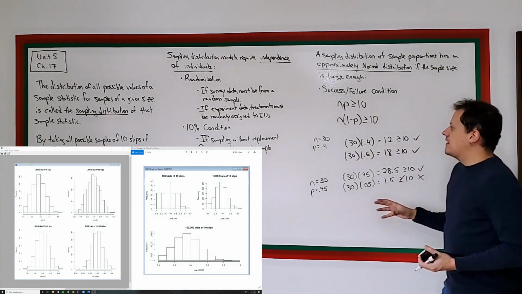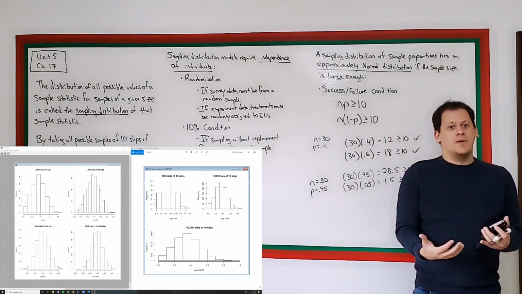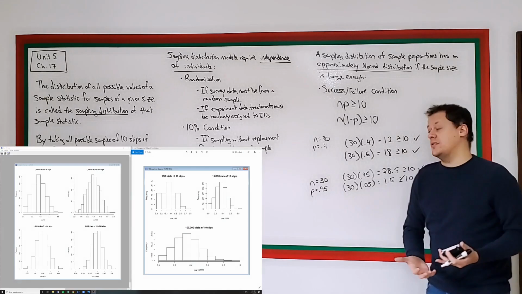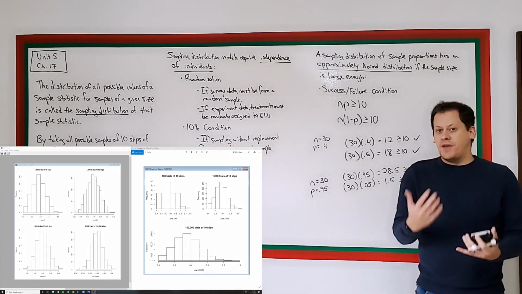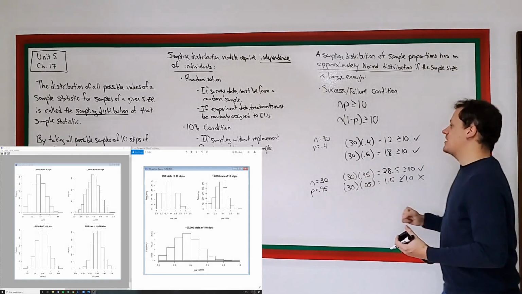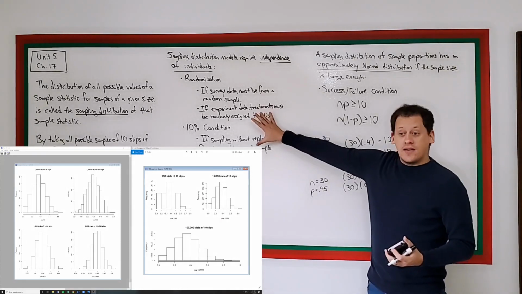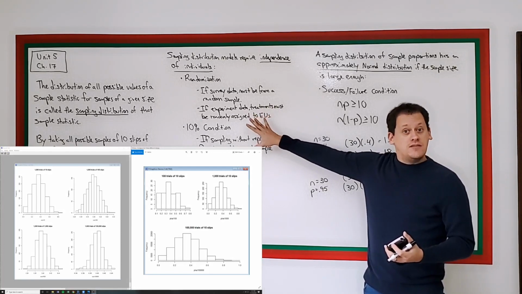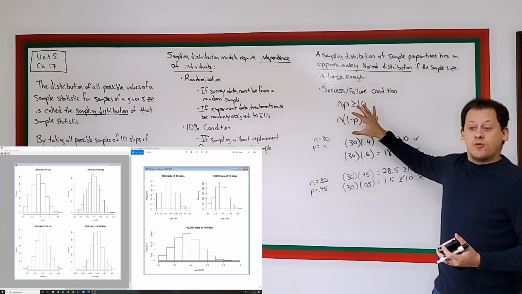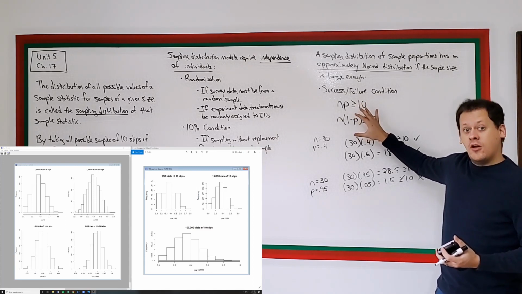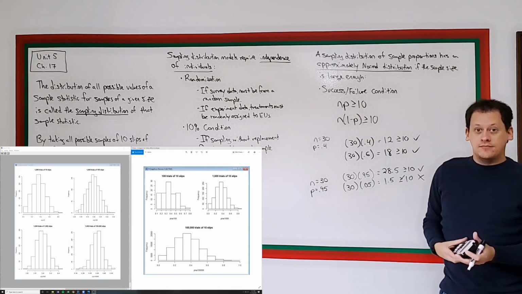So I want you to get comfortable now that we're talking about sampling distributions for sample proportions. If you're ever asked to calculate probabilities based on a sampling distribution for sample proportions, you need to check these two conditions to make sure that your individuals are independent, and you also need to check this condition before you can use the normal model for that sampling distribution.